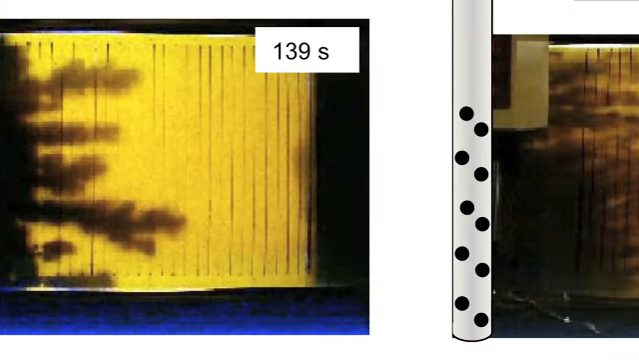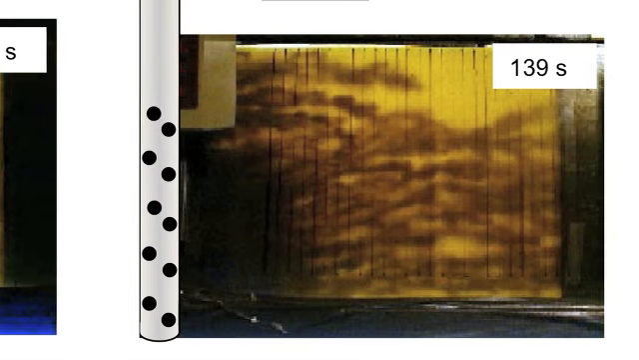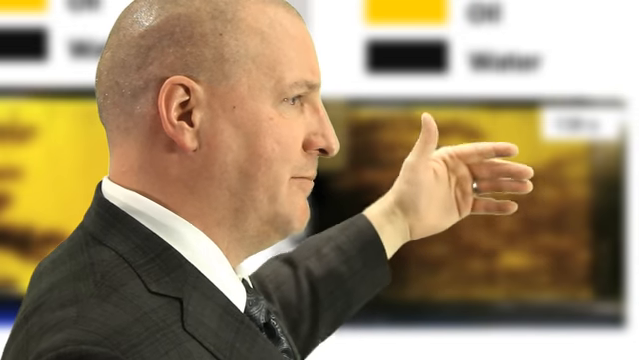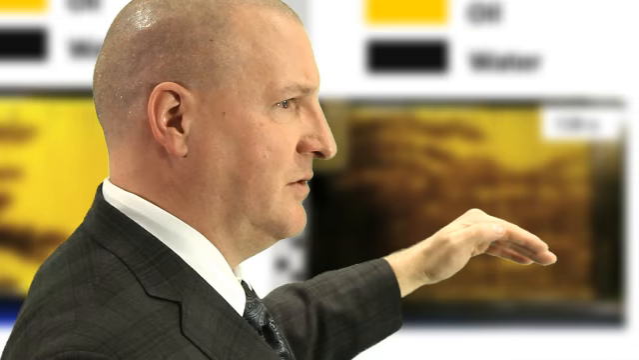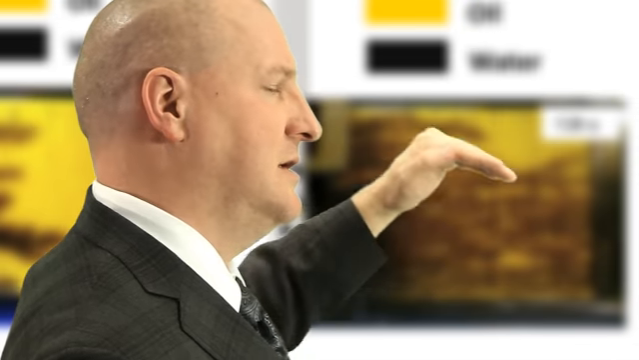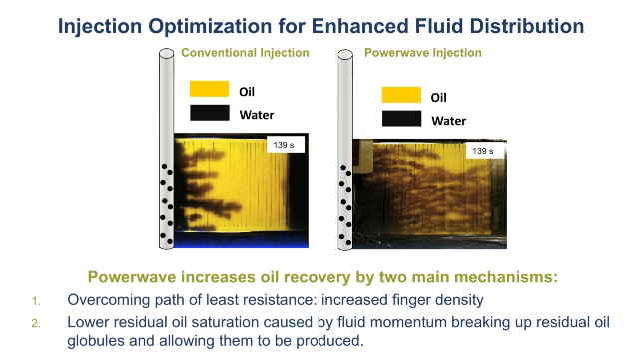On your right-hand side, same time frame, 139 seconds, you see that water has been coursed all the way through the test cell. And we have many, many more flow channels. That means we have better sweep efficiency. So the benefit of Powerwave is that you get better contact with the reservoir. Better contact with the reservoir means you have more produced reserves, which means you have a greater asset value.